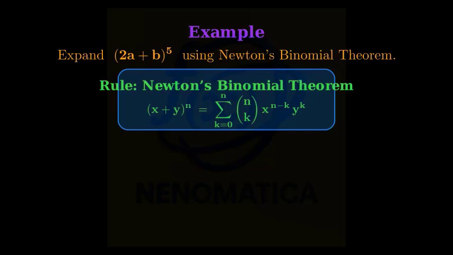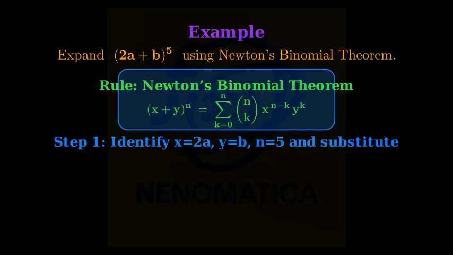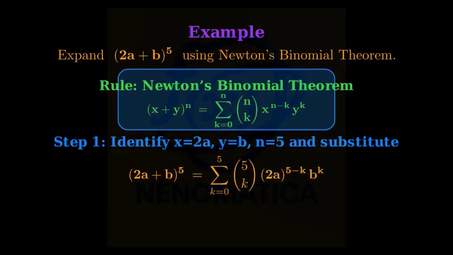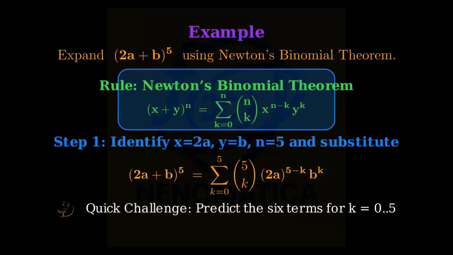Step 1. Identify the parts. We set x equal to 2a, y equal b, and n equal 5. Substituting into the theorem gives left parenthesis 2a plus b right parenthesis to the fifth equals the sum from k equals 0 to 5 of 5 choose k times 2a to the 5 minus k times b to the k. Quick challenge. Before we expand, can you predict the 6 terms we will get from k equals 0 to 5?